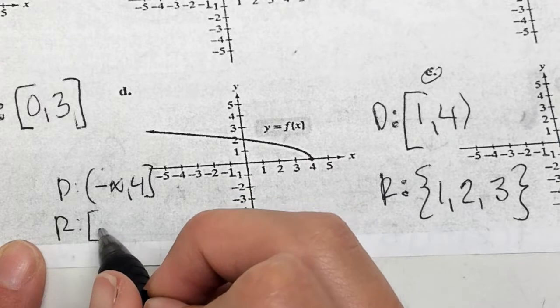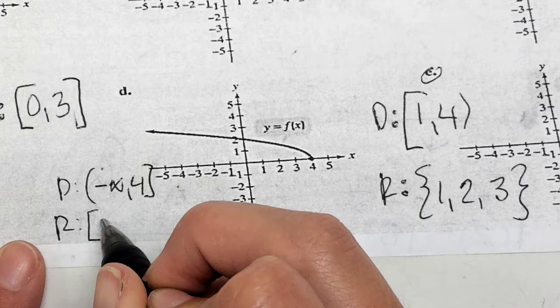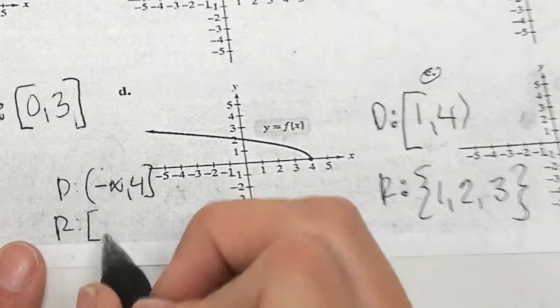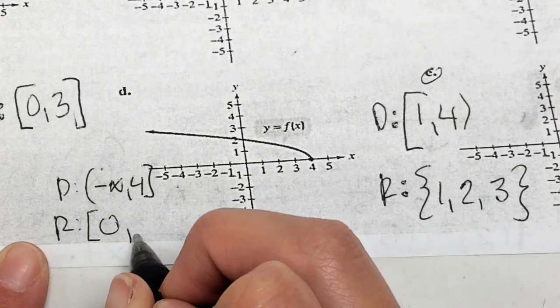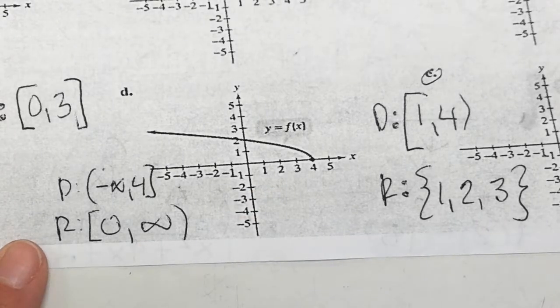What'd you say right here? Oh, the first one? The range. You want to try the range? Go ahead. Bracket 0 to infinity with a parentheses. Good. Let's talk about this one.